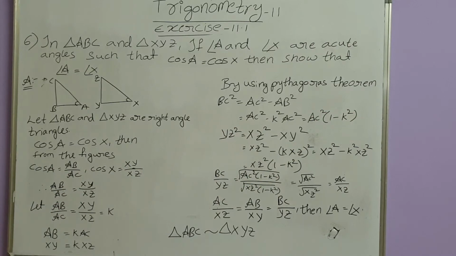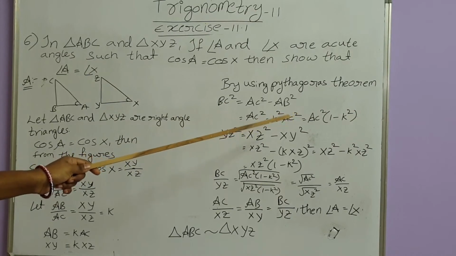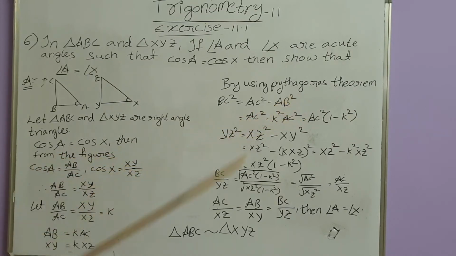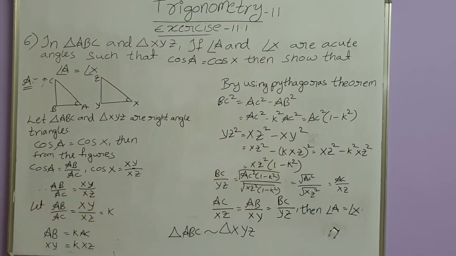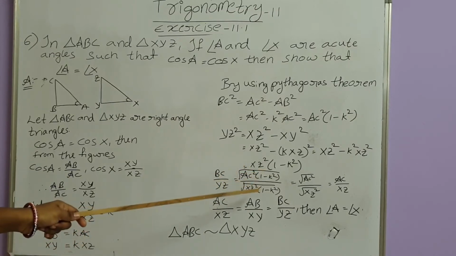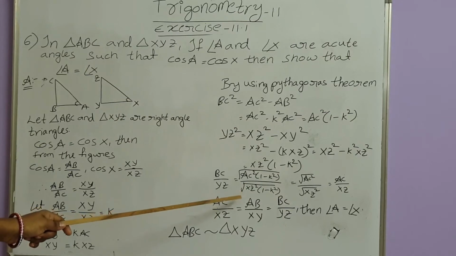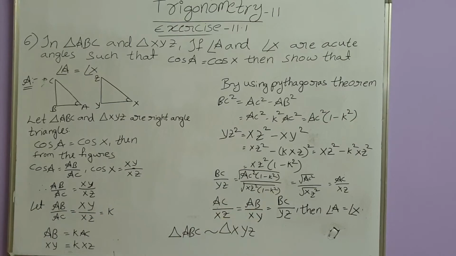Here BC by YZ. BC square value is AC square of 1 minus K square. YZ square value is XZ square of 1 minus K square. Take this root to this side. So root of AC square of 1 minus K square by root of XZ square of 1 minus K square.